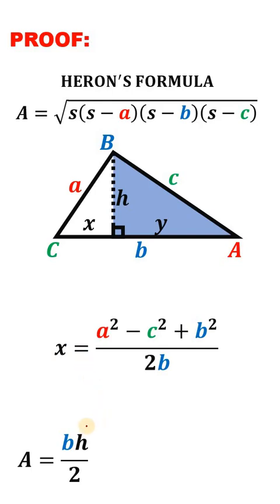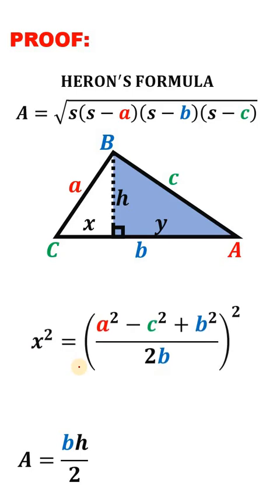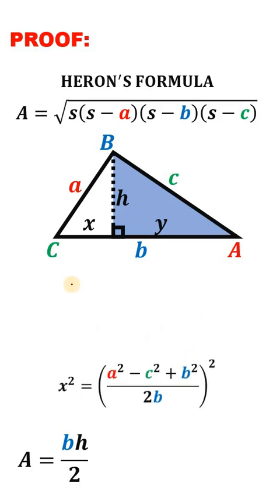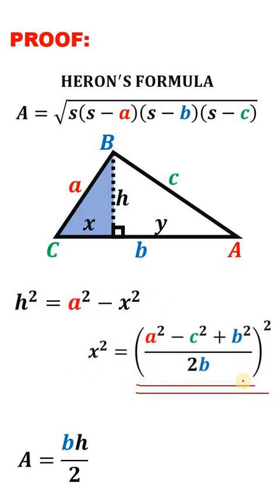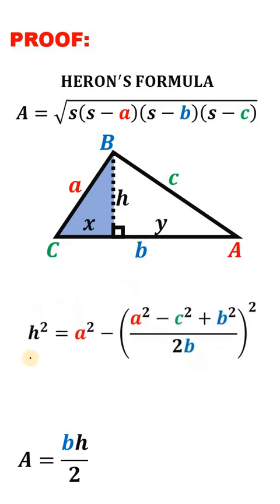But to replace h in terms of side A, side B, side C, we need x squared. So let's square both sides. Now, let's get this equation. And now let's go back to this right triangle. Using the Pythagorean theorem a while ago, we got x squared plus h squared equals a squared. We can now solve for the value of h squared. So subtract x squared on both sides. We know the value of this x squared. This is just this expression right over here. So we can replace x squared by this equivalent. And there you go. We have the value of h squared.